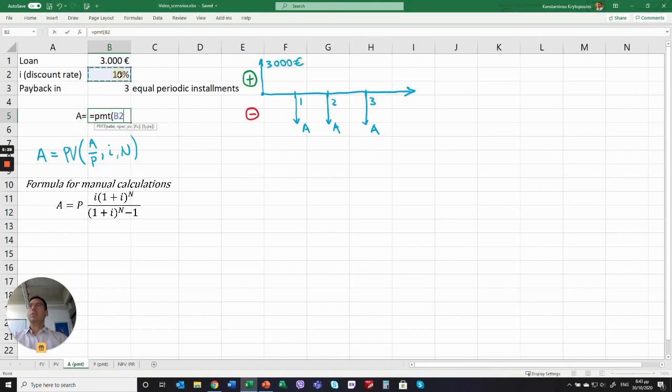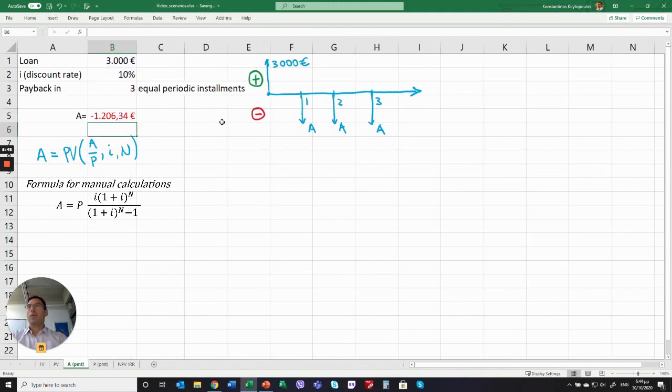So you have the rate, which is 10%, then you have the number of periods, which is 3, and then you have the present value, which is the loan that you received today. And obviously, I'm expecting that, again, the sign is going to be reversed because the payment is going to be negative, something that I pay, while the loan was something that I received, so positive and negative again. And this amount would be equal to 1,206.34 euros.